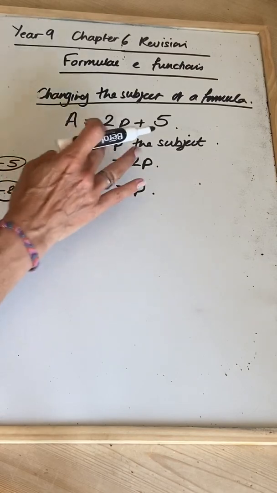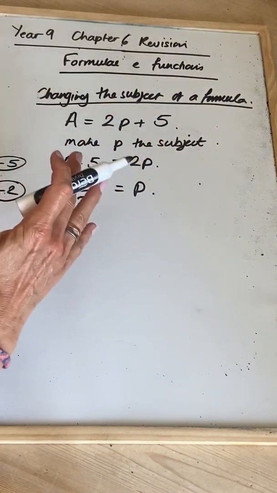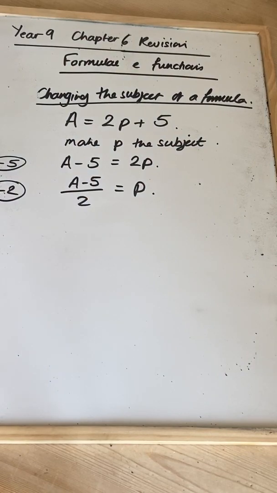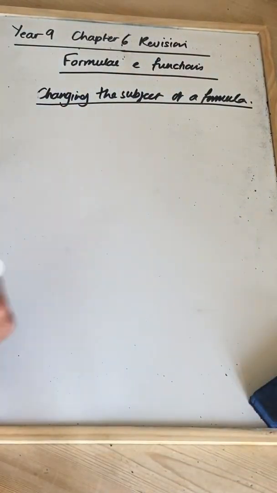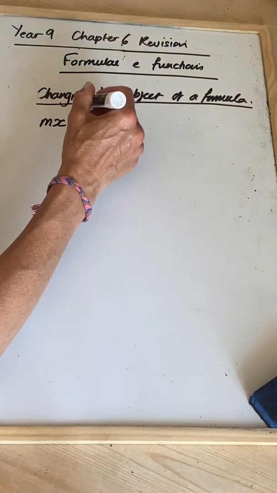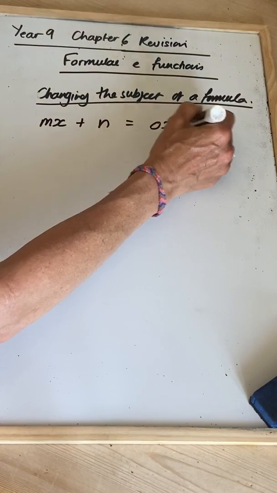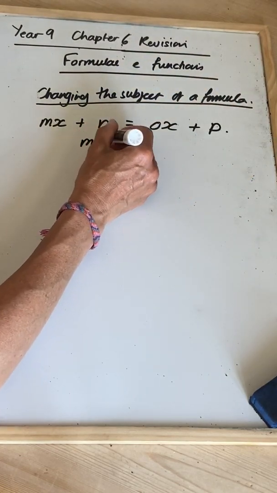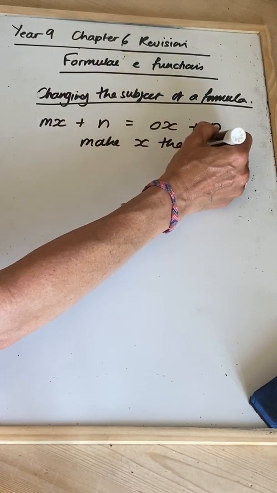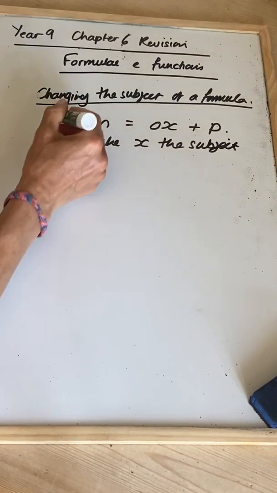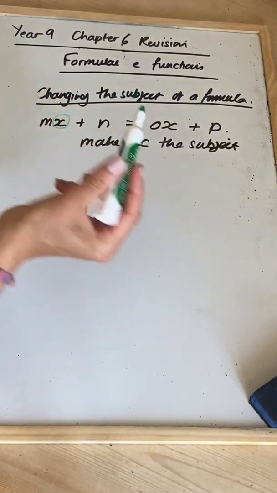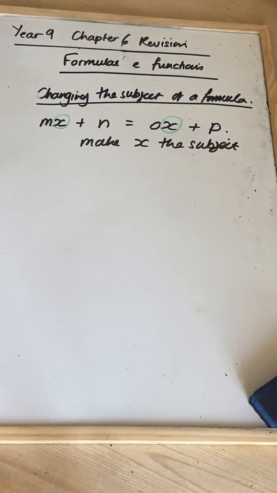That one was relatively simple because it was fairly easy to see what had happened to the P, and therefore fairly easy to reverse that out. These get a bit harder when the thing that you're trying to make the subject appears in more than one place in your formula. So here I've got mx plus n equals ox plus p, and I want to make x the subject. Now the problem is that x is in 2 places here. We've got an x here that has been multiplied by an m and had an n added to it, and we've got an x there that has been multiplied by o and has had p added to it.